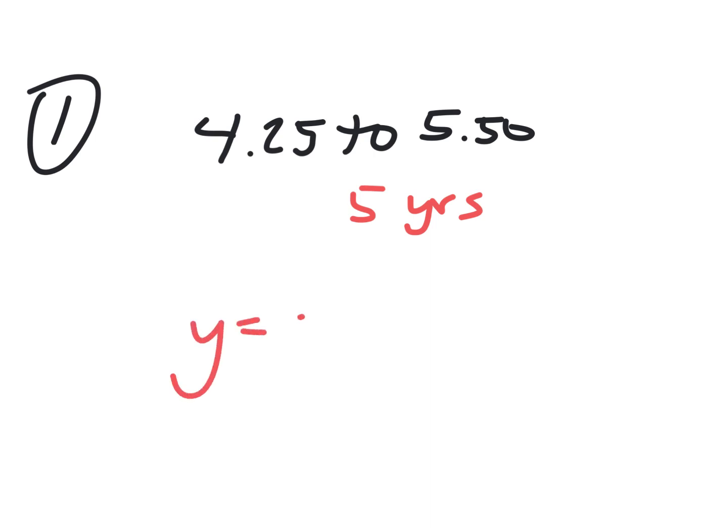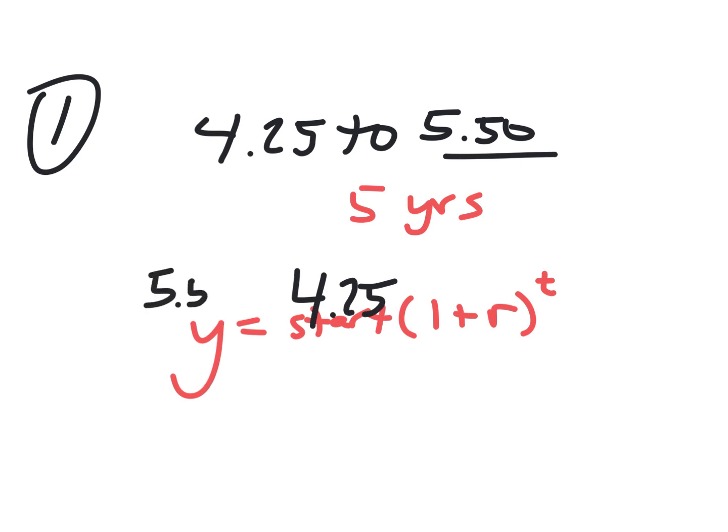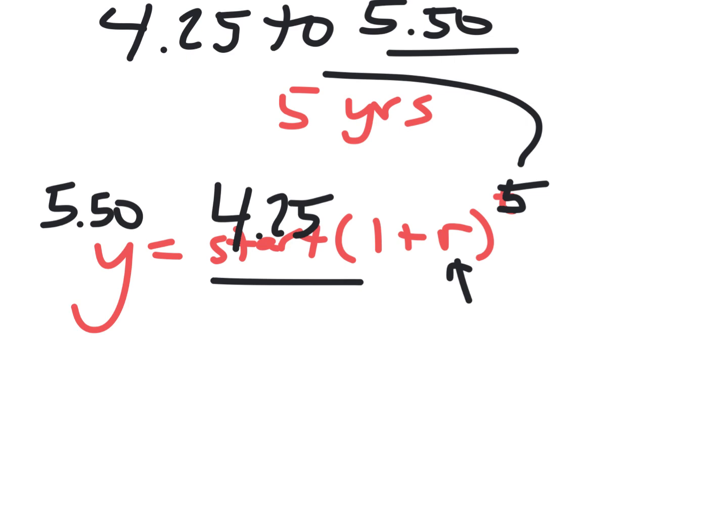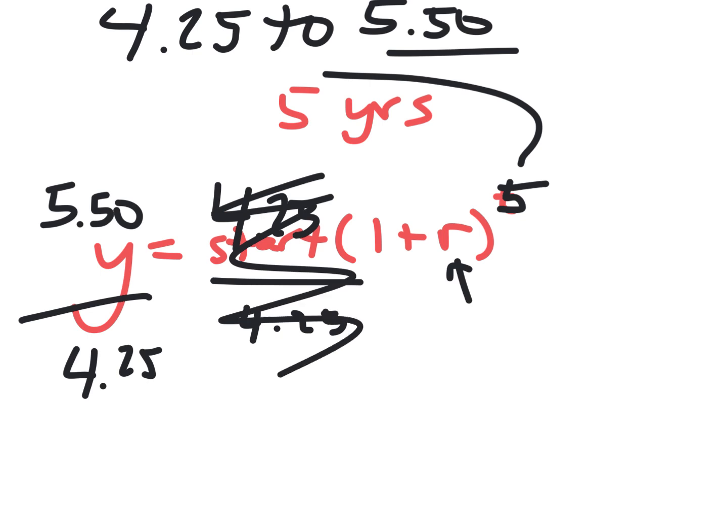Y equals the start amount times 1 plus the rate to the time. And I stick in my numbers. The start amount was 425. The ending amount was 550. No, $5. Was it 550? Yeah. Okay, good. And then 1 plus the rate. Nobody tells me the rate, so I leave it as R, and the time is 5. And then you just have to solve from there. First thing, divide by 4.25. And then you'll put it to the 1/5 power to get rid of the power of 5. And subtract 1 at the end, and you'll have your answer.